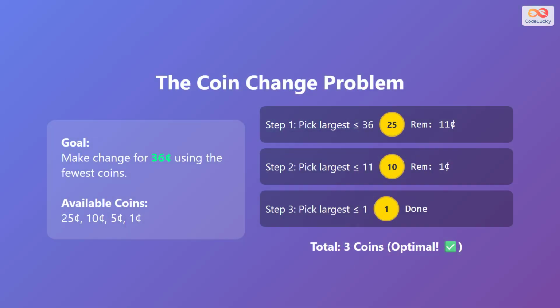Let's look at the classic coin change problem. Suppose you need to give someone 36 cents in change using the fewest number of coins. A greedy approach works perfectly with standard currency. First, you take the largest coin possible, a quarter. You have 11 cents left. Then you take a dime. You have 1 cent left. Finally, you take a penny. You are done in just 3 coins. This is the optimal solution.